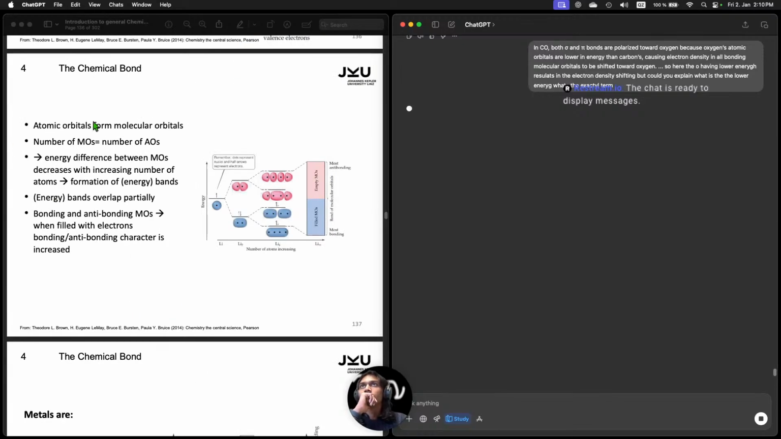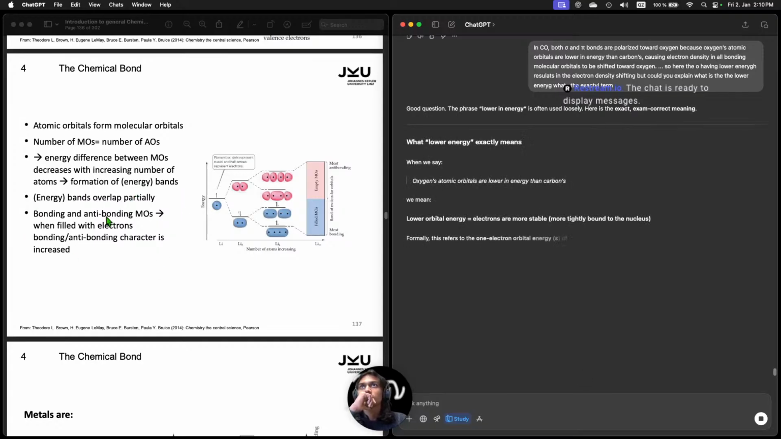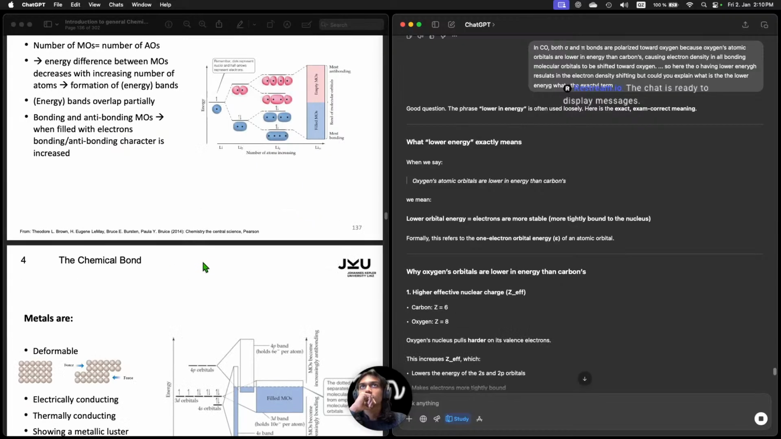Atomic orbitals form molecular orbitals. Number of molecular orbitals equals number of atomic orbitals. Energy difference between molecular orbitals decreases with increasing number, forming energy bands that overlap partially, bonding and anti-bonding. When filled with electrons, bonding and anti-bonding character increased.